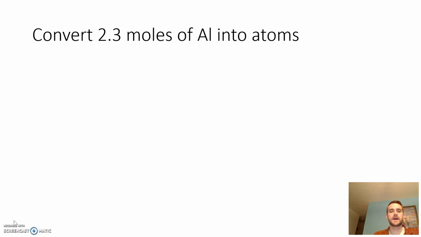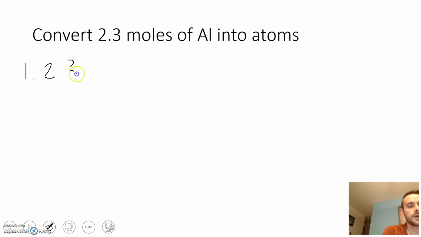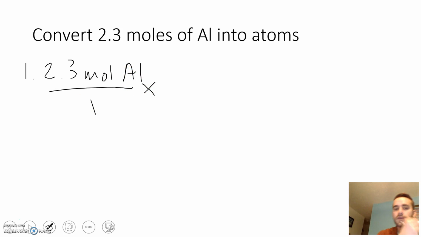We're going to convert, this time, 2.3 moles of aluminum into atoms. So we will go ahead and write, for our first step, 2.3 mole of aluminum, put it over 1, and we're going to convert that into atoms. So what you need to do for all of these is look and see, okay, is the compound that I'm using something that's by itself, like an atom, or is it a molecule, like for example NH3, that is a group of atoms? So what do you think here?